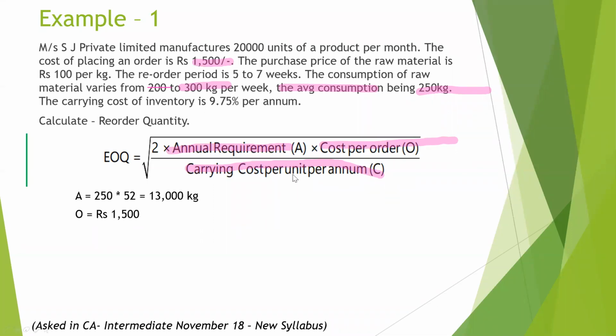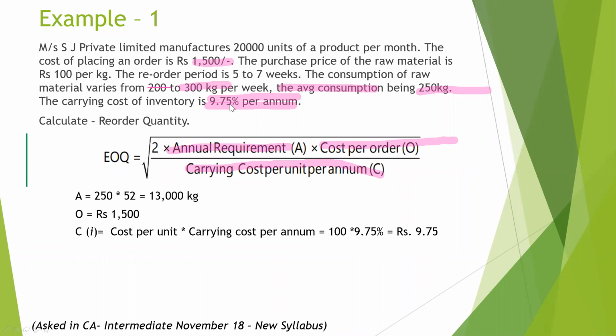Next, carrying cost per unit per annum. The carrying cost has been mentioned in the question as a percentage. Therefore, we calculate it by multiplying the purchase price of the raw material, that is 100 in this case, with the carrying cost of inventory, that is 9.75%, giving us rupees 9.75.